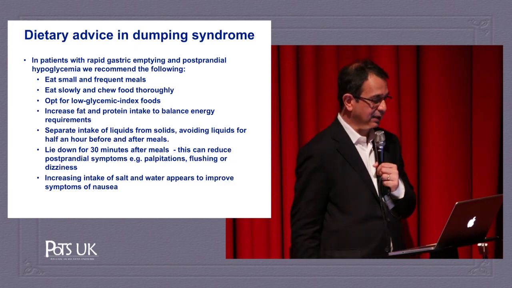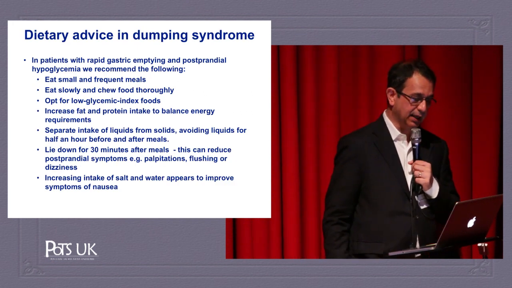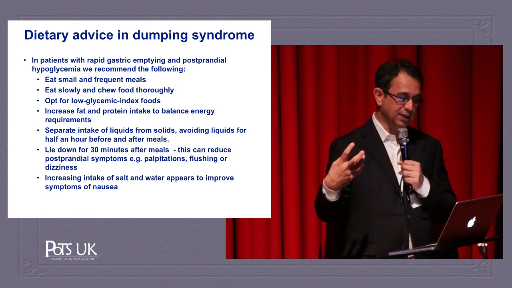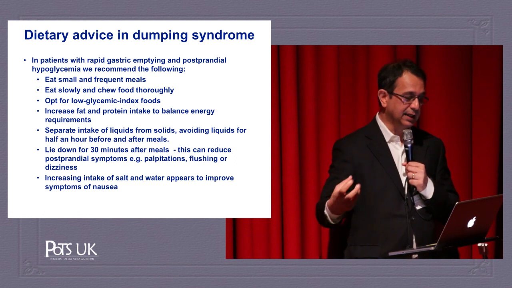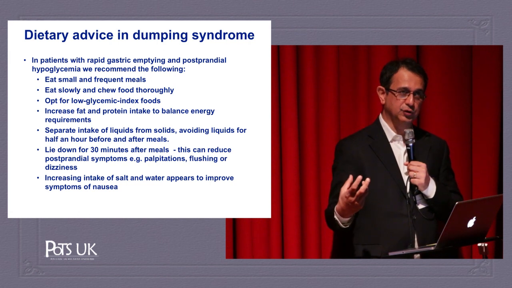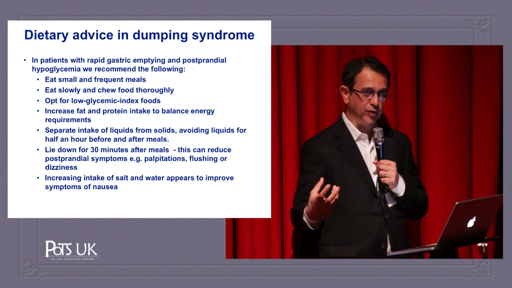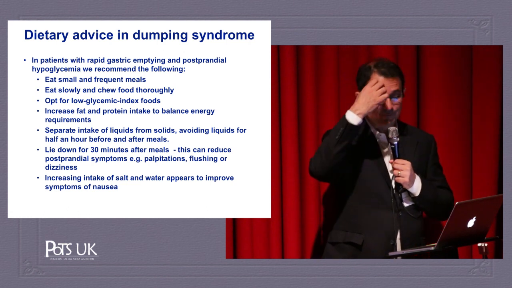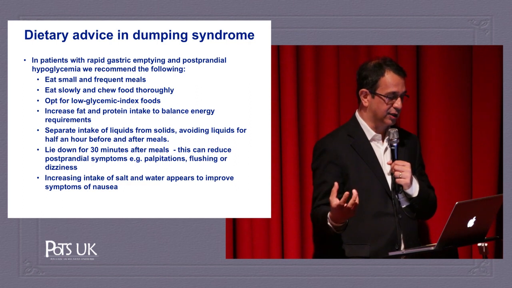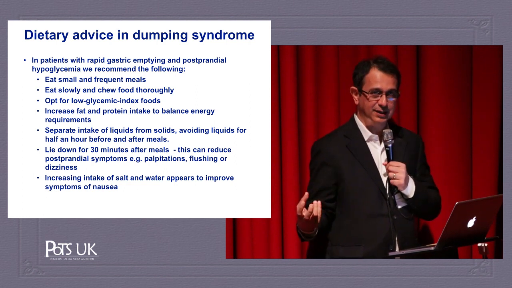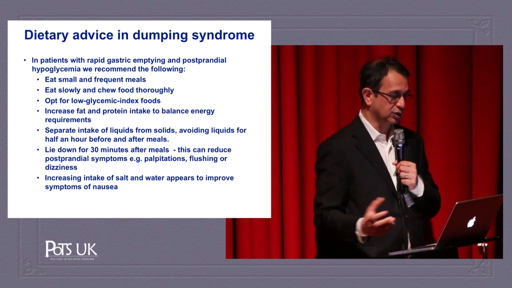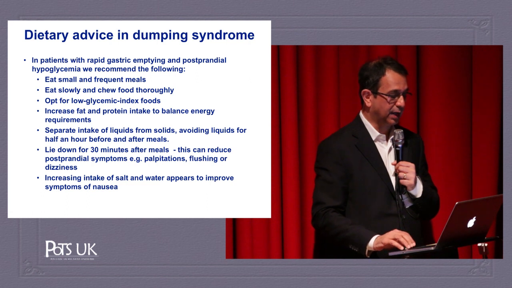But more specifically, in those with early dumping and late dumping, the advice would be to eat small and frequent meals. Don't load your stomach up too much because you're going to get more dumping. Eat slowly, chew food thoroughly. Opt for low glycemic index foods, so try and avoid processed carbs, refined sugars, etc. in your diet. Increase the fat and protein content in your diet to balance your energy requirements. And fat does slow the stomach down. If you have a bit of olive oil with every meal, it will slow your stomach because of release of CCK from the small bowel.